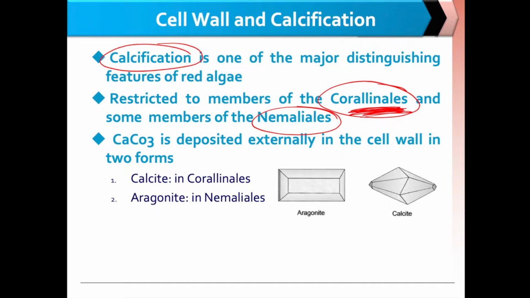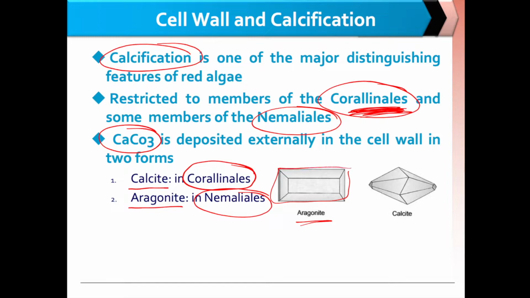So, how does this calcification work? Essentially, you have calcium carbonate deposited externally in the cell wall of your red algae. And this usually comes in two forms: calcite and aragonite crystals. Calcite is usually the one we find in your Corallinales group, and aragonite is usually found in your Nemaliales group. So, this is what they look like, no? One is rectangular, and the other is a kind of diamond shape. That's your calcite, and that's your aragonite.